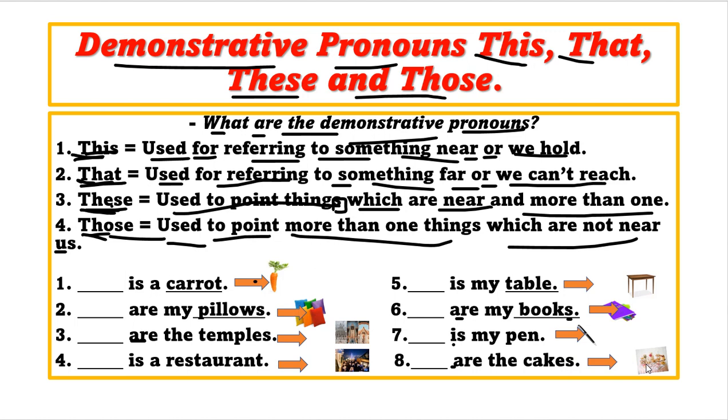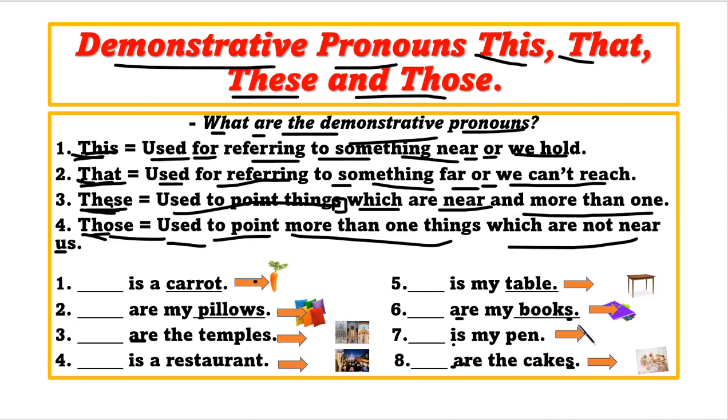Far away and more than one, and the cakes has an S, so it's more than one, and we have the R. So what do you think? So it's those. Okay, so those. Very good. So number 4 here, those. So that is our review of the demonstrative pronouns this, that, these, and those.